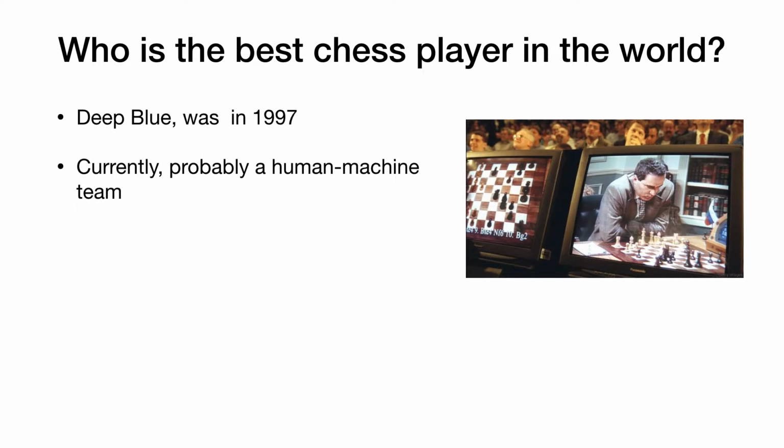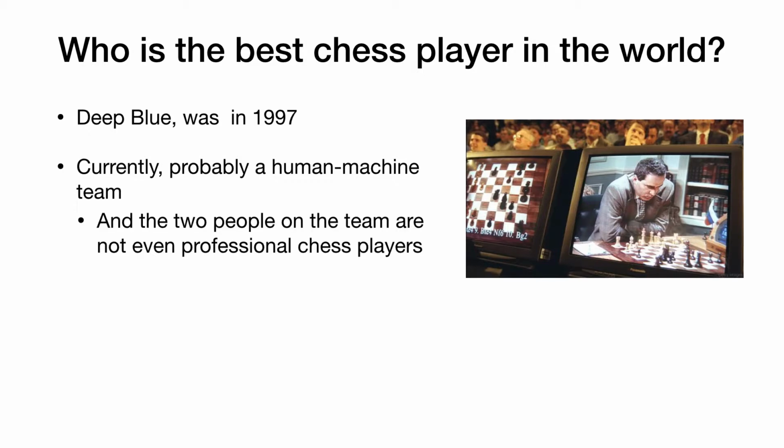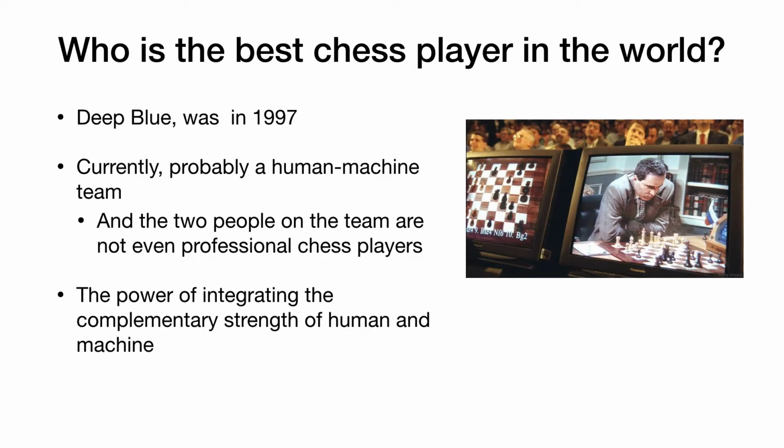However, currently, the best chess player in the world is probably a human-machine team, and the two people on the team are not even professional chess players. Working with an algorithm, the team can beat the best human players and the best chess algorithms. Why is that? Because this team integrates the complementary strengths of human and machine, and I think that is the way forward.